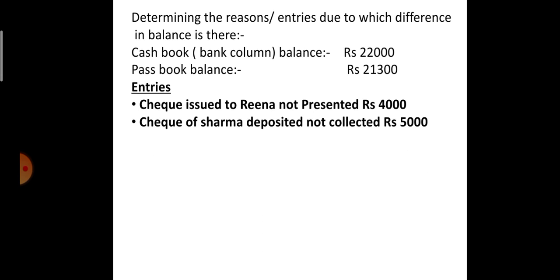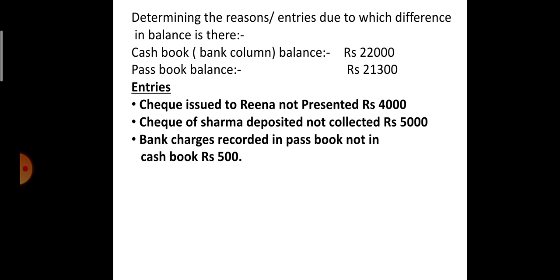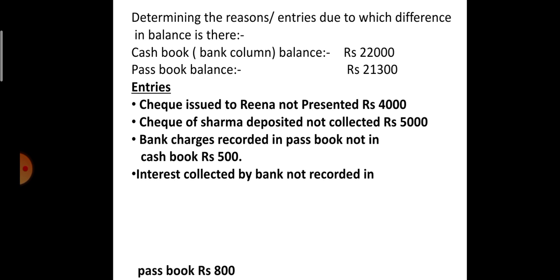Then the check of Sharma deposited, not collected, 5,000 rupees. It is recorded in the cash book but not in the passbook. Then bank charges recorded in the passbook but not in the cash book, 500 rupees. And one more, interest collected by the bank not recorded in the cash book, 800 rupees. These are the 4 entries resulting in the difference in the cash book and passbook balances.